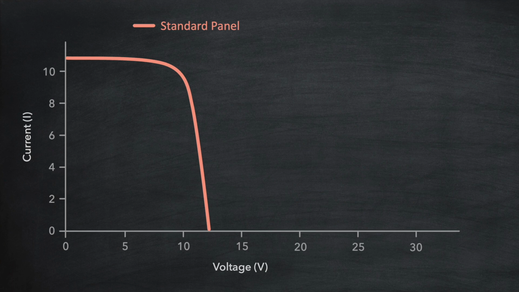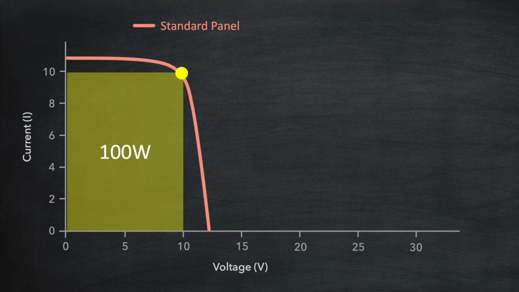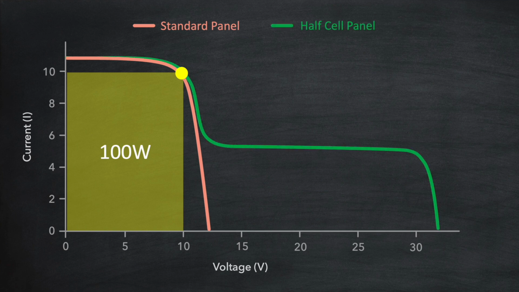The inverter is able to adjust the current coming into the panel in an effort to achieve the highest power output. As power is voltage multiplied by current, it is essentially looking for the largest area under the IV curve. For a standard full cell panel, this occurs at this point, where the power output is 100 watts. Now, if we plot the IV curve for the half cell panel, things get rather interesting. The curve is a little more complex.